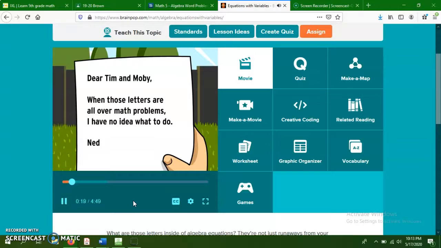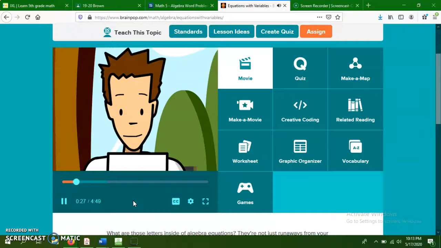Dear Tim and Moby, when those letters are all over math problems, I have no idea what to do. From Ned. You're talking about algebra. That's the branch of math where you solve equations with variables.